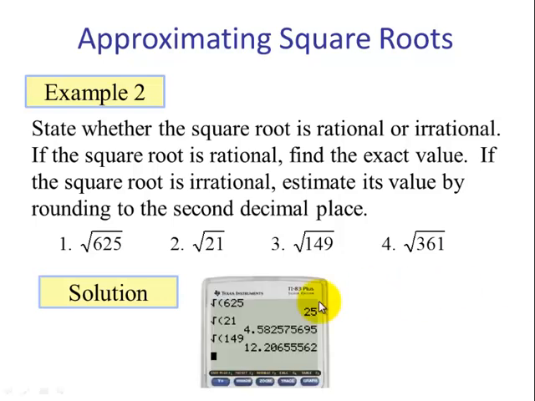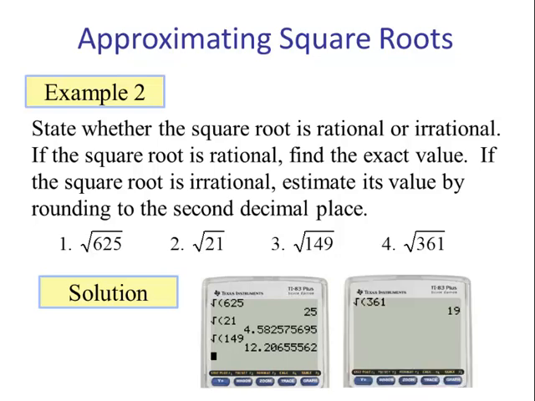Solution: if we use our graphing calculator, find the square root of 625, hit enter, we get an output of 25. So this is rational. 625 is what we call a perfect square. Number 2, square root of 21 is approximately equal to 4.58. This is an irrational number. Number 3, square root of 149 is approximately equal to 12.21. And again, this is an irrational number.